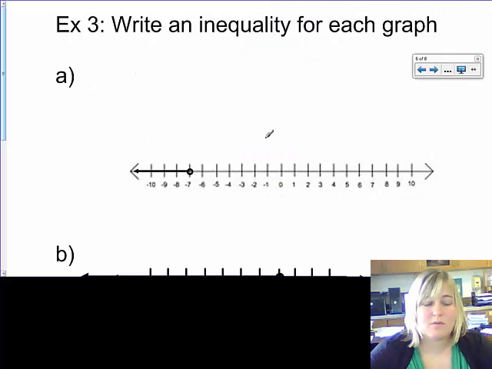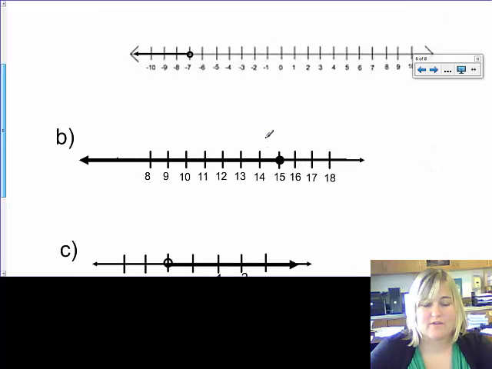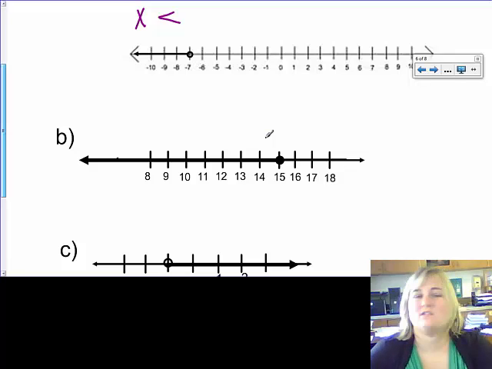Now it wants us to do the opposite. We're going to write the inequality for each graph. So on A, we can see that this has an open point, and it's pointing to the left. So that means it's not going to have an equal, and it's pointing to the left. My variable is going to be here, so I'm just going to call it X. Excuse me, you could call it A if you want to. So I have X is less than, and the point that I'm talking about is -7.